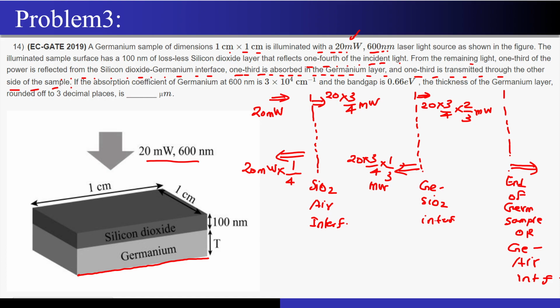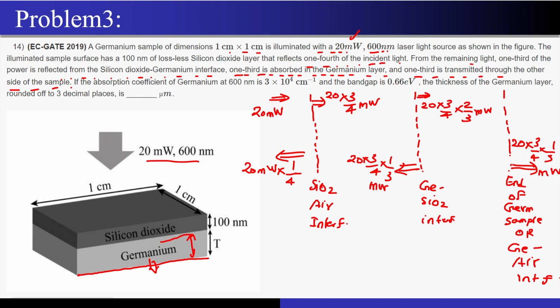Out of this also, 1/3 of it got absorbed in the thickness of the germanium material, and I got out only 20 into 3 by 4 into 1 by 3 of the power out of the germanium material. That is the power that was injected into the air from the germanium sample.